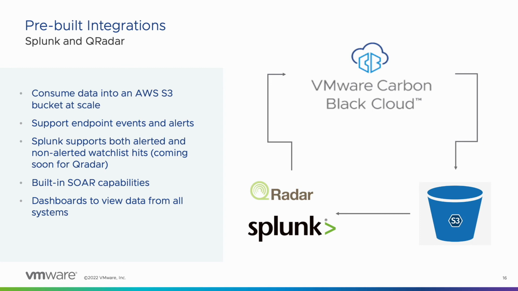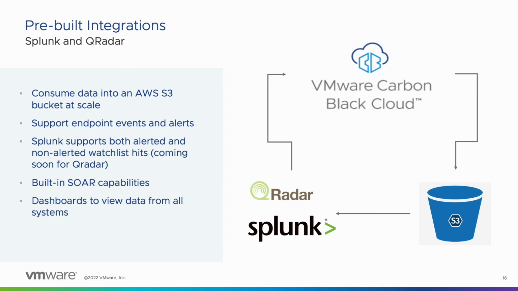From these apps, analysts can investigate alerts and surrounding events, monitor watchlist hits, and take actions such as killing a process, banning or unbanning a process hash, and quarantining a device. The completeness of the data also enables you to create dashboards to view data from all your security systems, including Carbon Black Cloud, network traffic systems, and any others used to monitor the health of your environment.